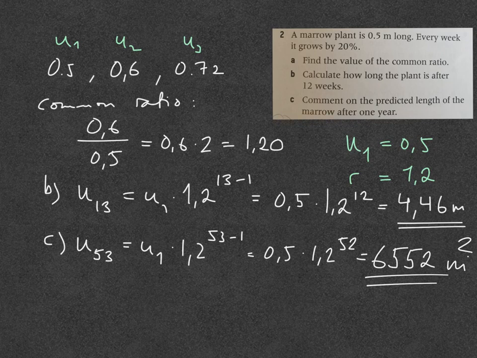And you're asked to comment on the predicted length, and it seems a bit unlikely that a plant is going to grow to 6 kilometers. So we can't really trust that these sequences in real life are going to go on for infinity. So there are other factors that would limit the growth. But that's one example of how we can use this formula to find any term in the sequence that we want.